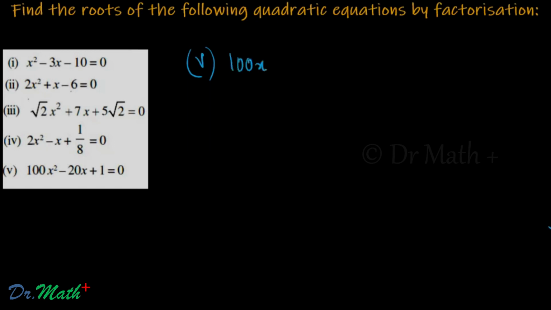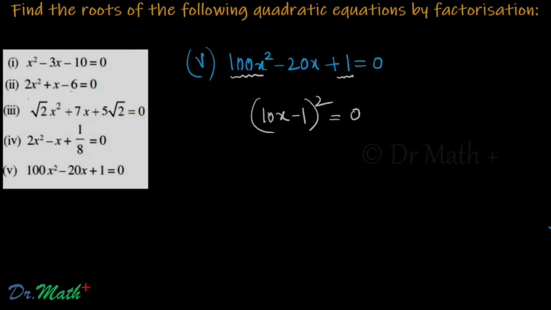We have 100x square minus 20x plus 1 equals 0. Again in this problem we have a perfect square in the beginning and a perfect square at the end. With this we can very clearly guess that this is expansion of 10x minus 1 the whole square. So RHS I'll write it as 0 itself.